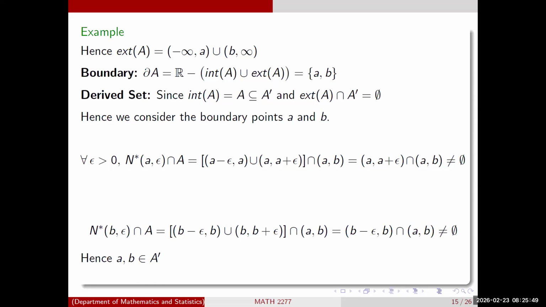So totally, what is the derived set? The derived set is a and b union the interior. Remember, in the real numbers, all these interior points are limit points. So therefore, the derived set, or the set of all limit points, is equal to the interior union the boundary points. The interior we found was the open interval (a, b), union the boundary points we found, {a, b}. So you get the closed interval [a, b]. So that is the derived set.